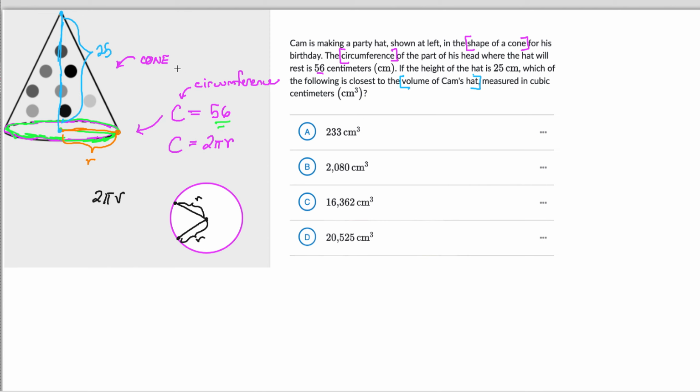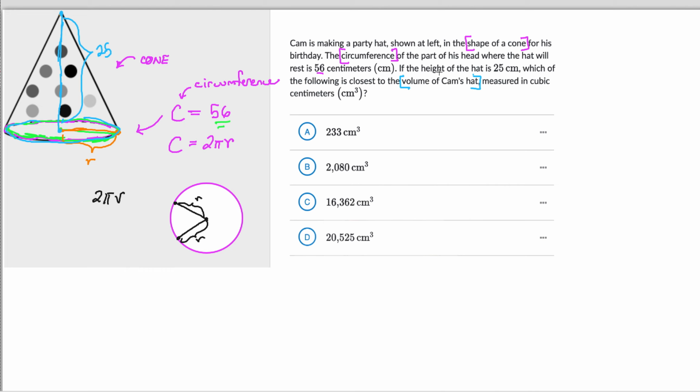So now let's start over and read through this whole problem. I just defined every piece of information, but you might not be able to do that right away, so you might have to go back and read through this. But let's read through the whole thing again, knowing what each one of these pieces of information is. So he's making a party hat. It's in the shape of a cone, for his birthday. The circumference of the part of his head where the hat will rest. That's this part that I keep outlining. It's 56 centimeters, the circumference.